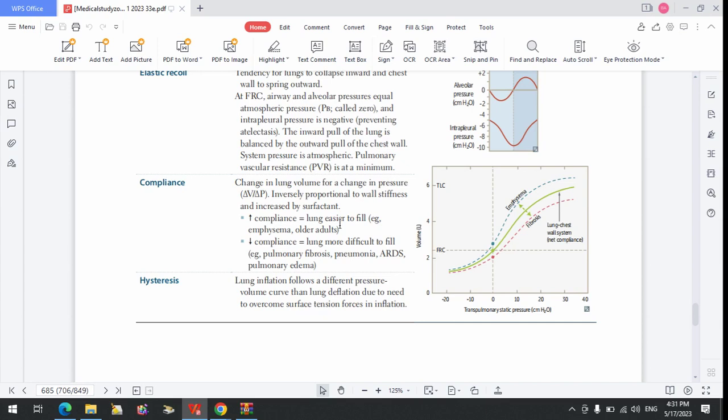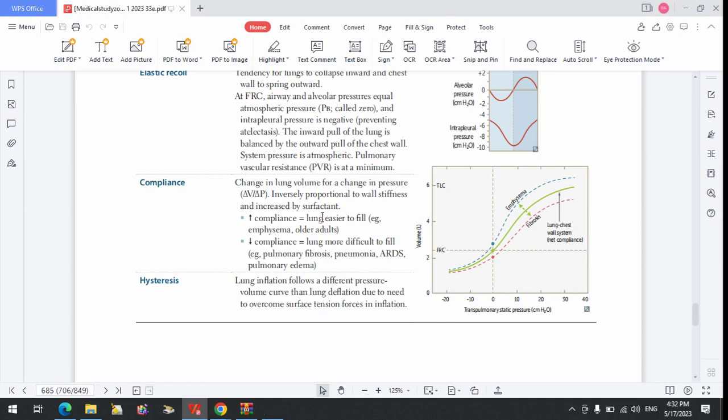You are saying it well. It will increase compliance, but I don't want you to tell me that. That's not what I'm asking now. What I'm asking is elastic recoil. If you give somebody surfactant, what will it do to surface tension? It will reduce the surface tension. That's very correct. So what will it do to elastic recoil?